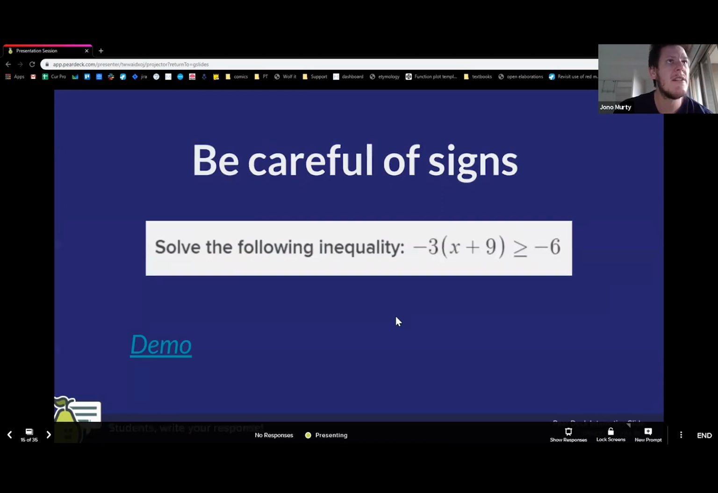Next one. All right, trickier now. This has got the trick, so I'll be very interested to see if we do this one correctly. So minus 3 times the sum of x plus 9 is greater than or equal to minus 6. So you could either expand the brackets out here, or you might notice that minus 3 and minus 6 have a common factor. So we could go straight to x plus 9, perhaps, on our left-hand side.